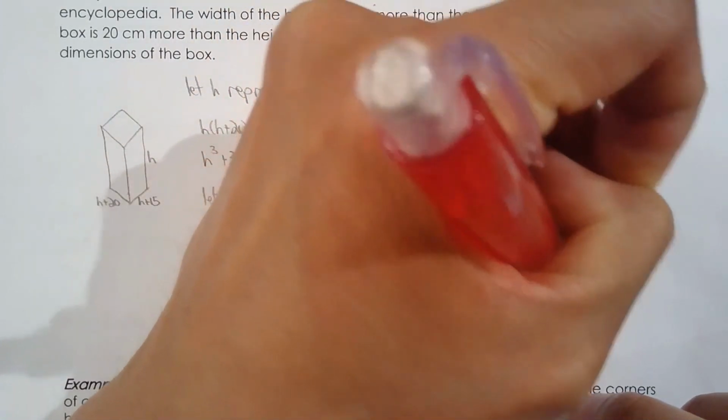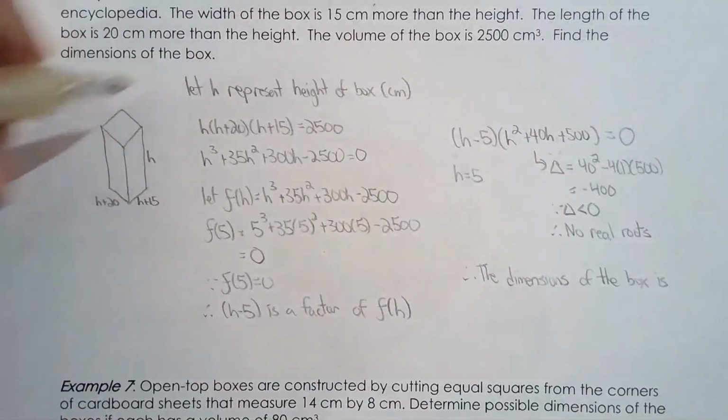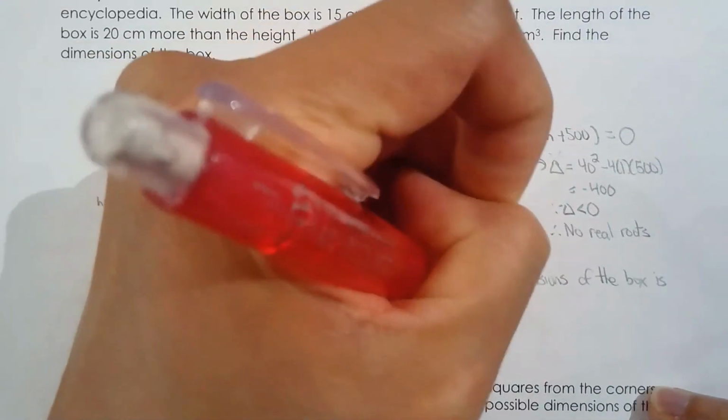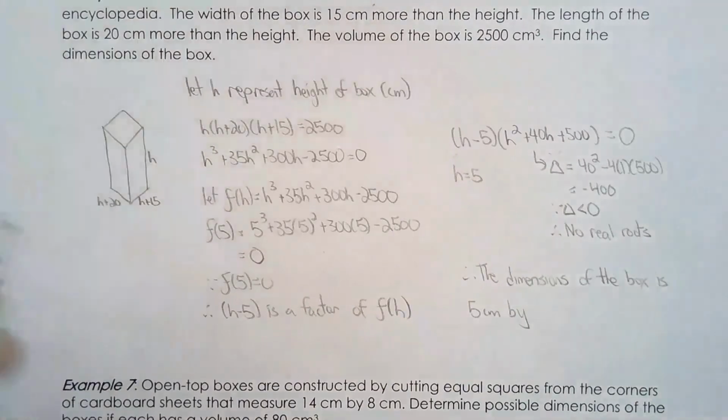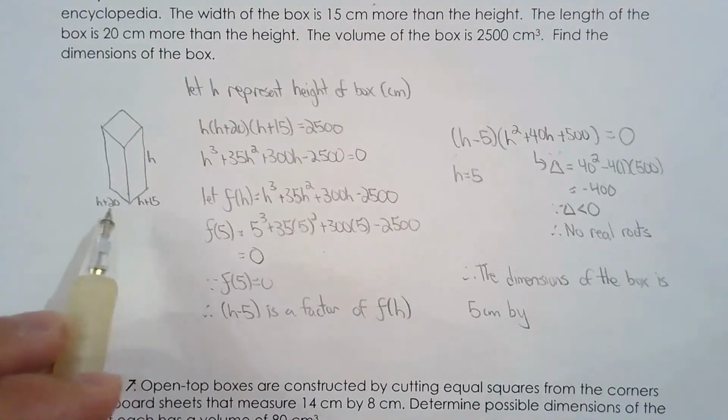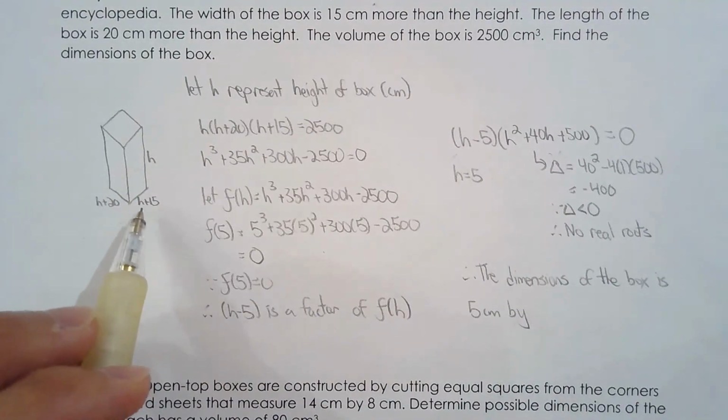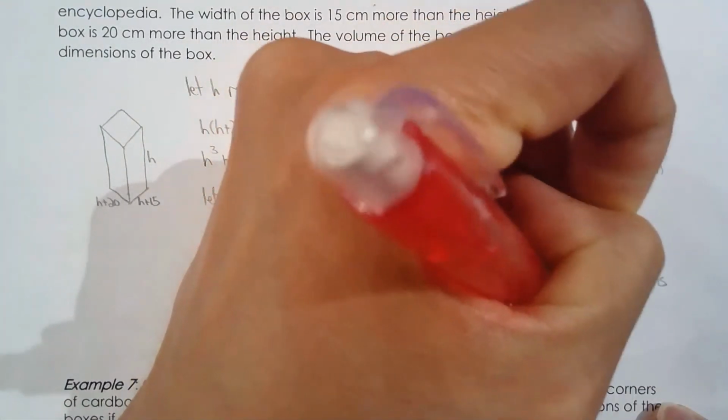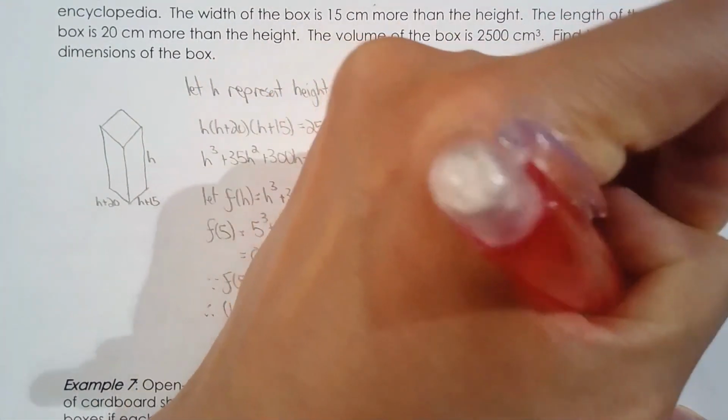So what are the dimensions of the box? Therefore the dimensions of the box is, let's see, h is 5, so 5 centimeters by, what about the other two dimensions, the length and the width? So 5 would make this 20, 5 plus 15 is 20, and 5 plus 20 is 25. So 20 centimeters by 25 centimeters.